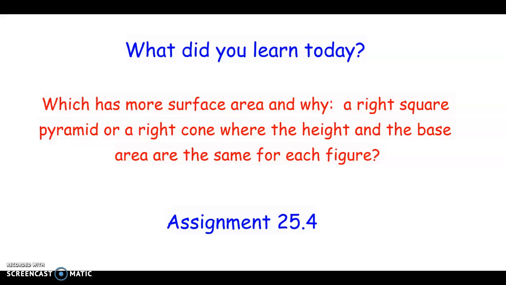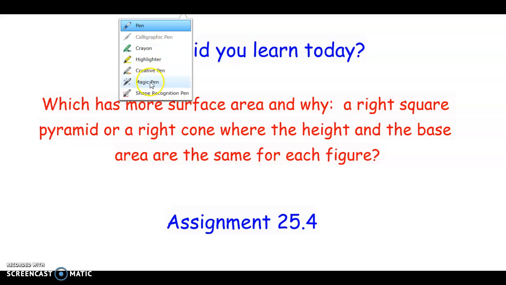So our wrap-up question says, which has more surface area and why? A right square pyramid or a right cone, where the height and the base area are the same for each. And so what ends up being kind of a difficult problem to look at here, I can show you how we would need to think about this.